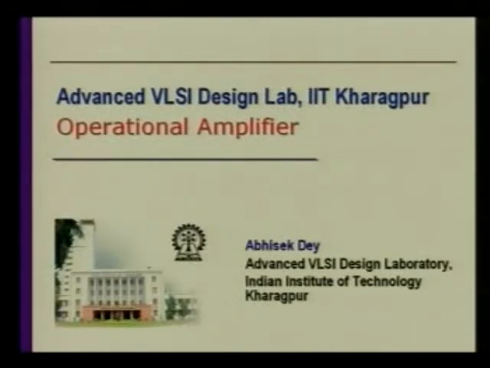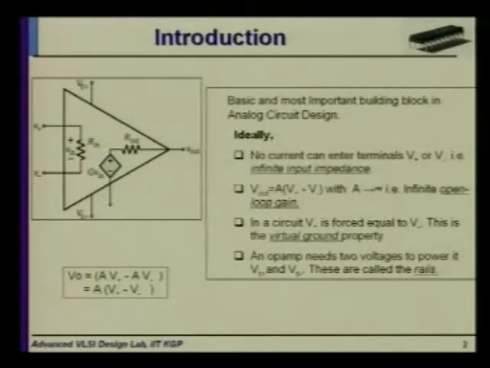And tomorrow we will go for the real design. We will discuss the design rules tomorrow. So let's start with today's discussion.